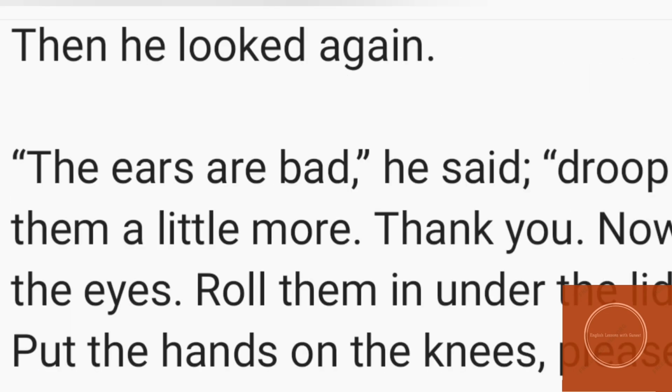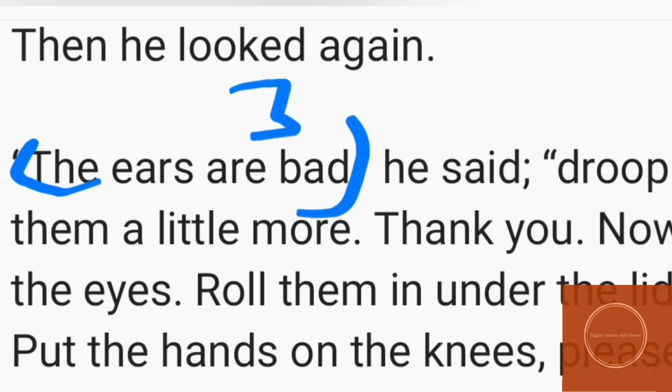Then he looked again. Means the photographer had a look at the person again. And now what is the third comment that he made about the physical appearance of the person? That was that the ears are bad. First was that the face is quite wrong. That was the first comment.